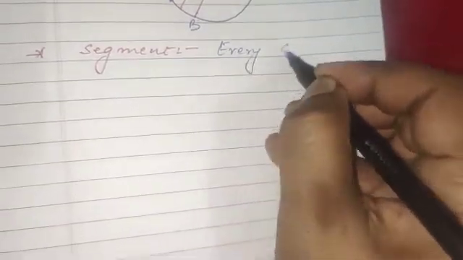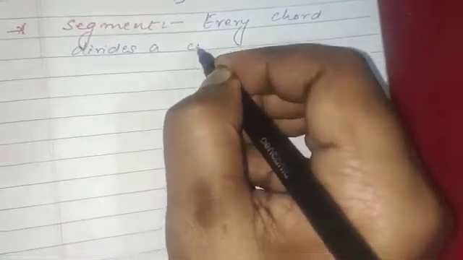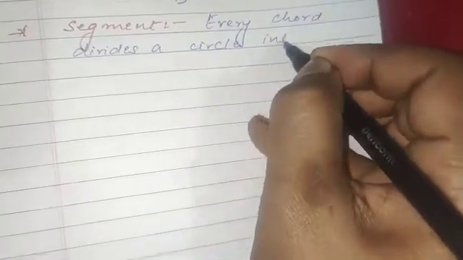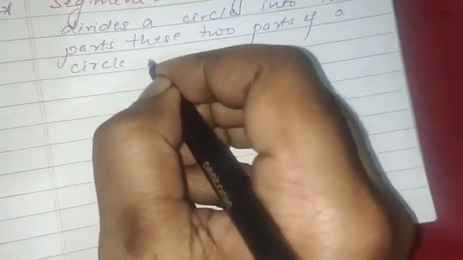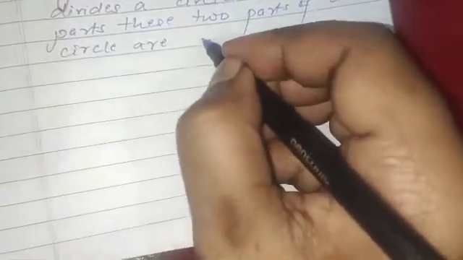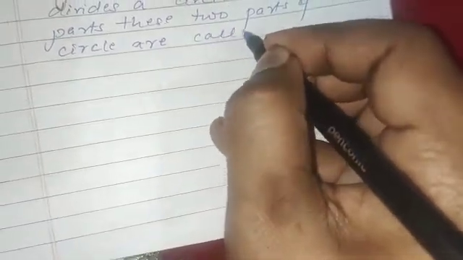Every chord divides a circle into two parts. These two parts of a circle are called the segments. Segments.